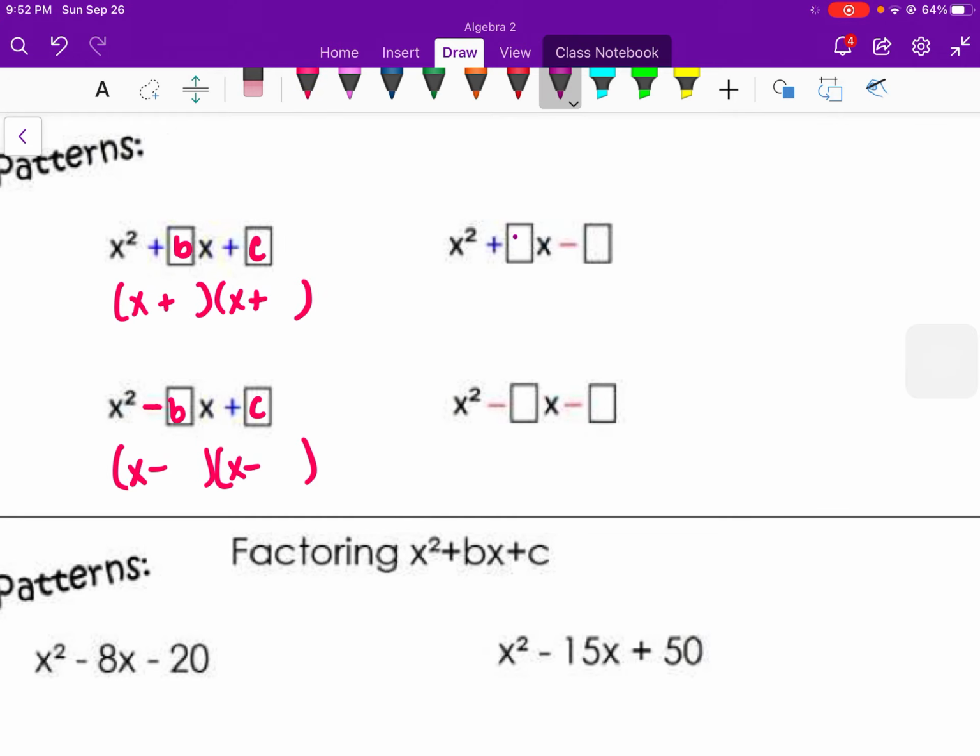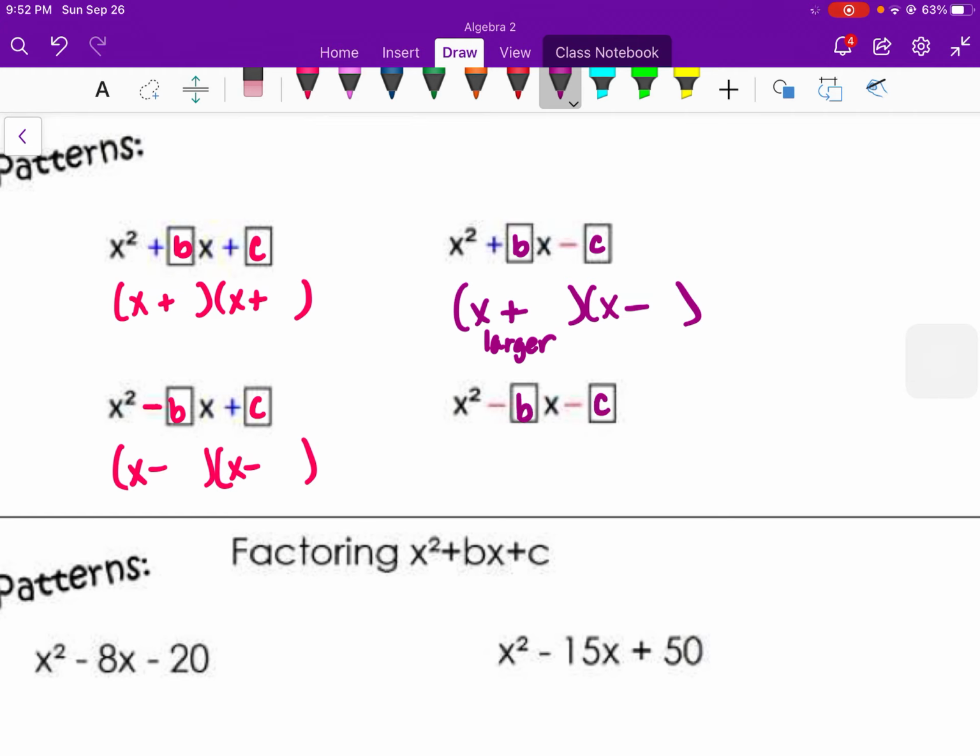And then you have the other two cases. If B is positive but C is negative, you're going to need one positive factor and one negative factor, because they multiply to a negative number at the end. But if they are adding up to a positive number, then the larger one has to be your positive factor, because when you add them up, your answer in the middle is positive.